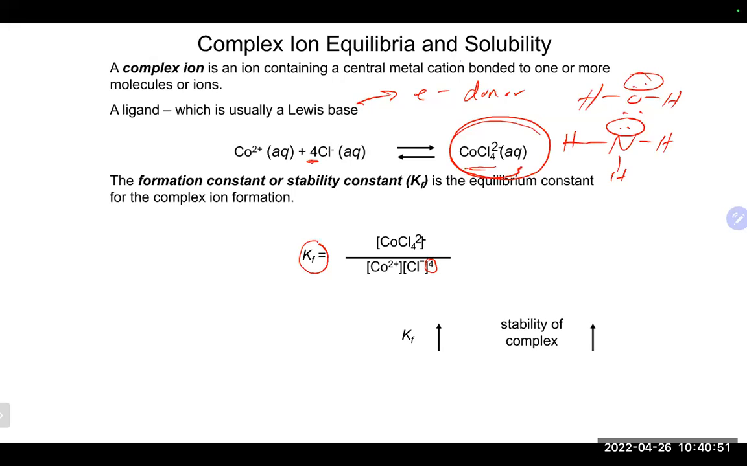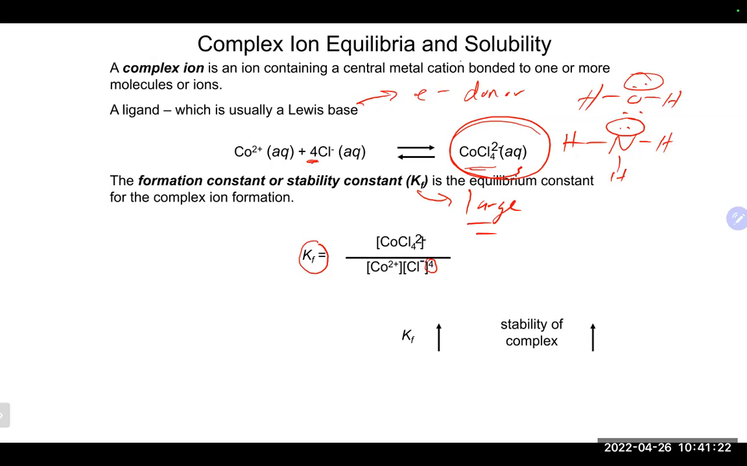Unlike the Ksp values that we talked about, which are super small, these are the opposite. These are very, very large values for Kf. So Kf values are usually very, very large. And that's really important for how we approach some of the calculations involving these. Because they are so large, it's almost assumed that it's all going in one direction towards the product side, but it's still an equilibrium that happens.